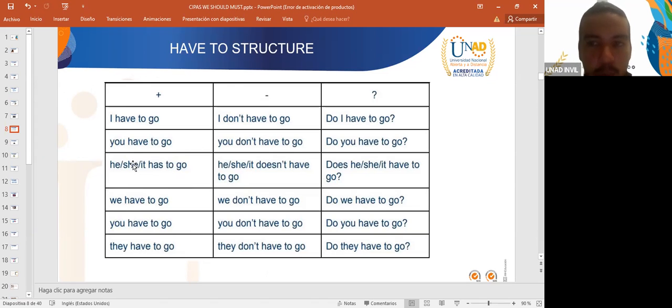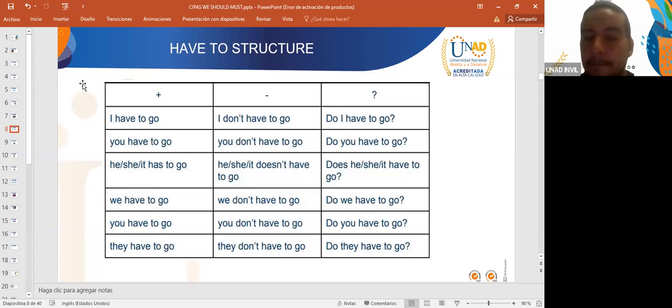But you need to be aware that when you have these subjects, like he, she, or it, the expression have to is going to change. And you will have to express it this way, has to, right? So remember, for affirmative sentences, you are going to use the expression has to in case you're working with any of these subjects. I mean, he, she, or it, okay?